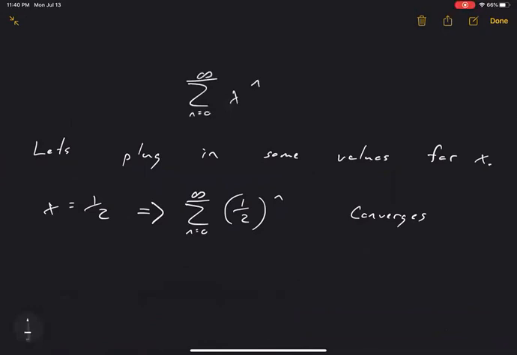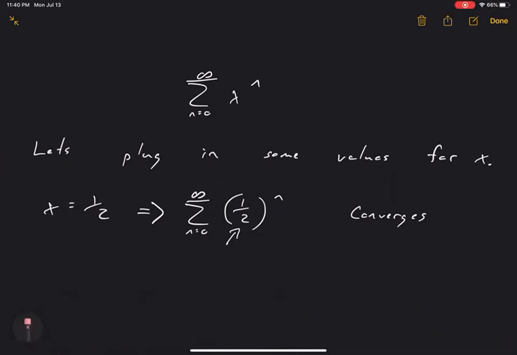Okay. So let's plug in 1/2, and when I plug in 1/2, I get this thing, right? I get 1/2 to the power n. Now forget about power series for a second and think about sections 11.2 through 11.6 or whatever, our first couple sections. What does this look like? Well, that's a geometric series, right? And this value here would be my r, okay? And r is less than 1 in this case.